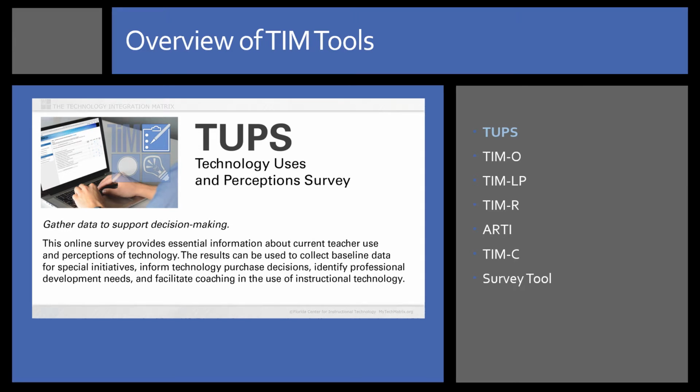Let's look at the TIM tools. There are 7. Watch as the progression happens on your right-hand side. These are the acronyms. TUPS, those are technology uses and perceptions. This is a survey where you can collect data for special initiatives, technology initiatives. You can decide on technology purchase options based on survey responses. You can identify where to target professional development, and you can facilitate coaching through the TUPS survey.